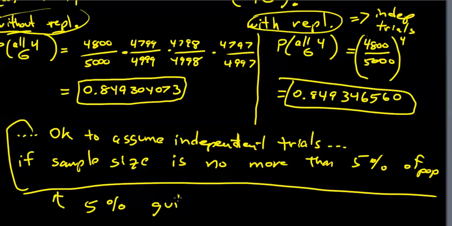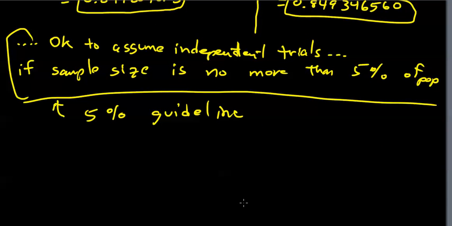5% guideline. So don't make more work for yourself than you have to. If you can justify this statement, it's really going to save you a lot of button pushing and ink on test day or homework day.